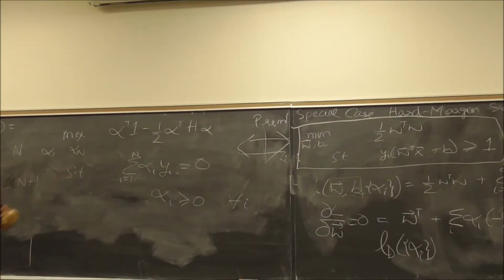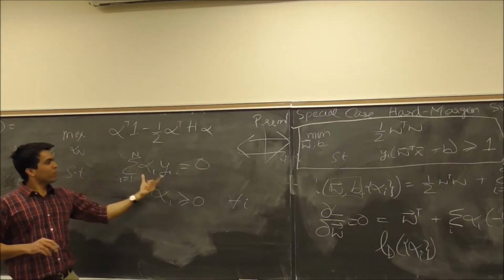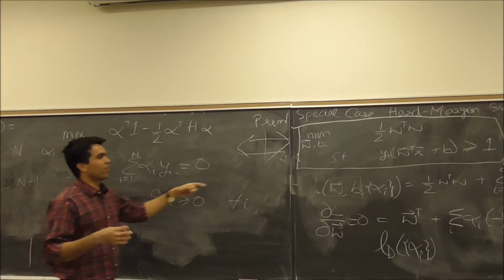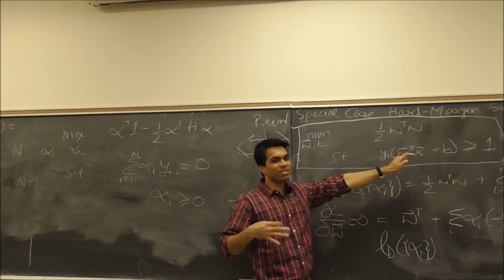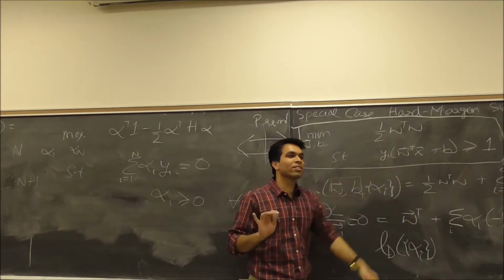Is the dual a quadratic program? Yes. It's a quadratic program in alpha. Here's the quadratic part, here's the linear part, and there are linear constraints. Is the primal convex? How do you measure convexity? It has to have linear inequality constraints. Sure, that's true. Convexity of a quadratic objective is given by?